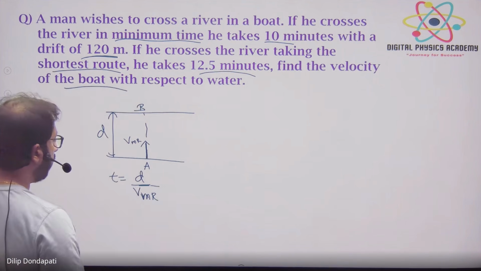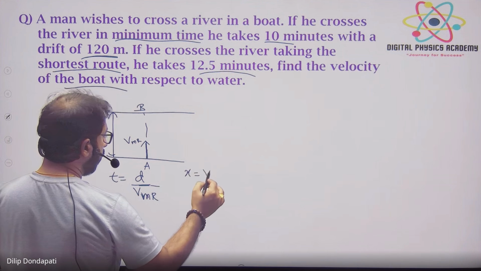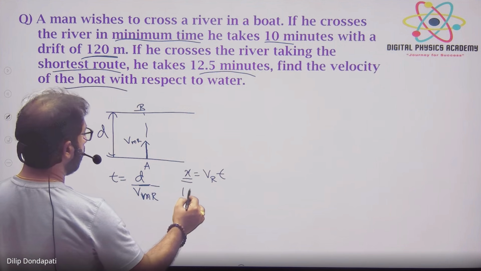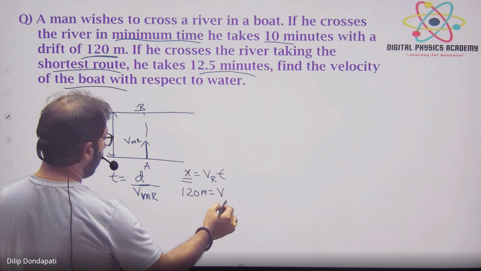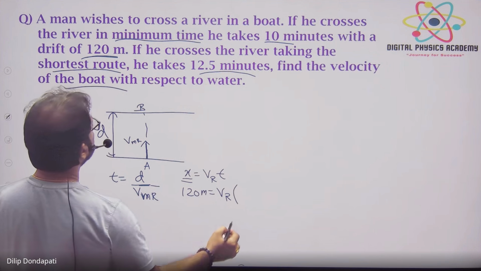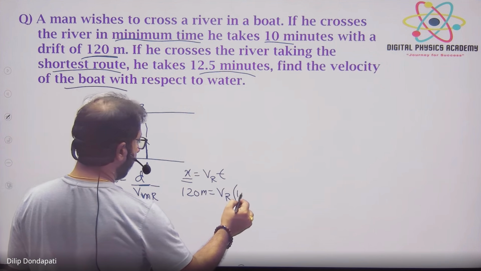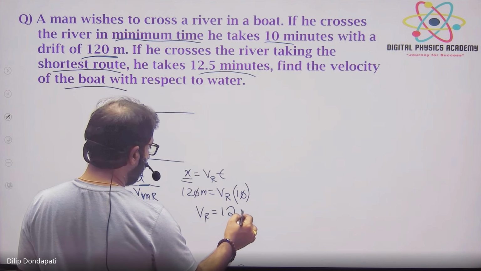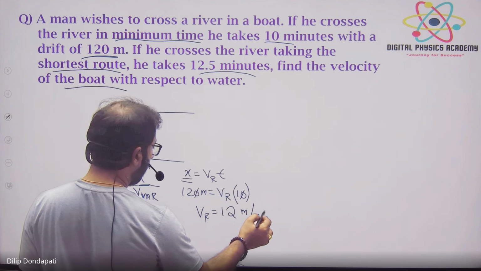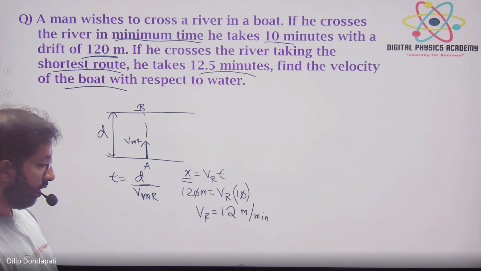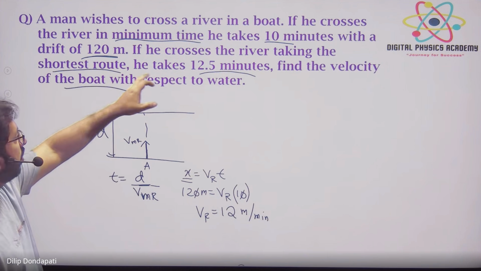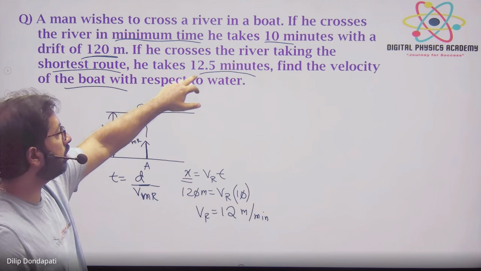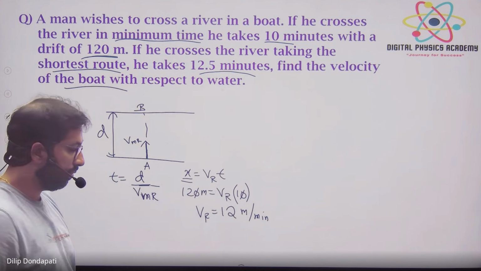सो इसमें drift का formula क्या है? x is equal to velocity of river into time, right? So x drift is how much? 120 meters, right? Is equal to velocity of river into time. इसमें time कितना है? 10 minutes, right? So कितना? So V river का speed is 12 आया, meters per minute आएगा ना. ओके, now solve करो. Second case में again use करो, ये shortest path में, shortest certain angle में जाएगा. उस time is how much? Formula we have to use that one, Pythagoras theorem, right? यूज करो.